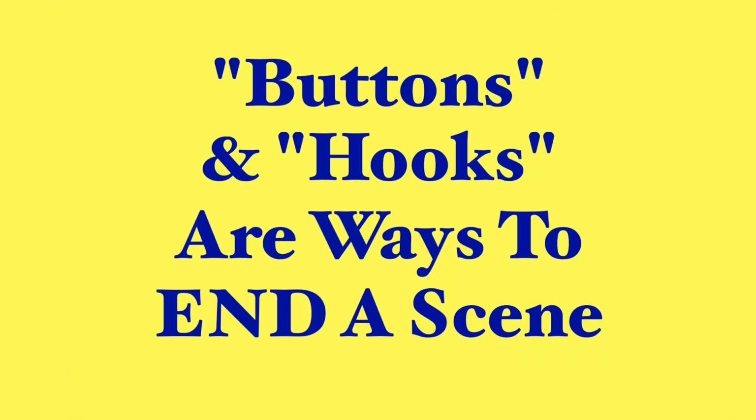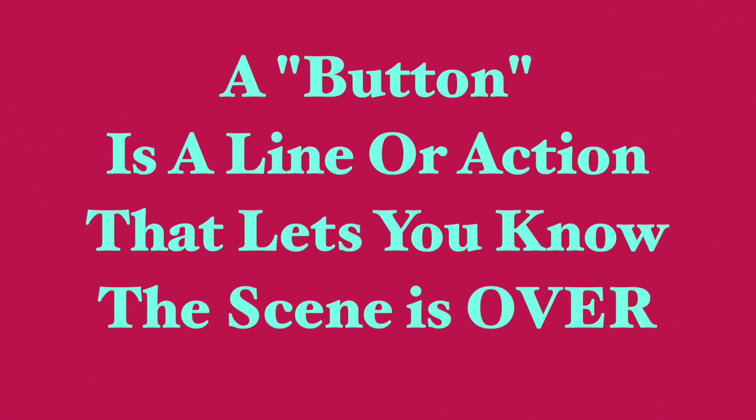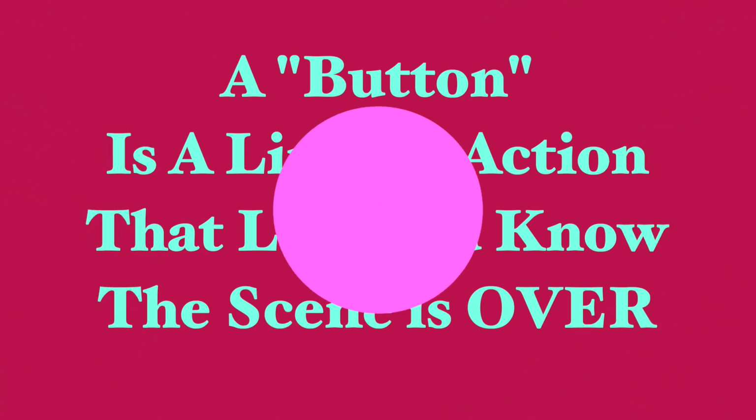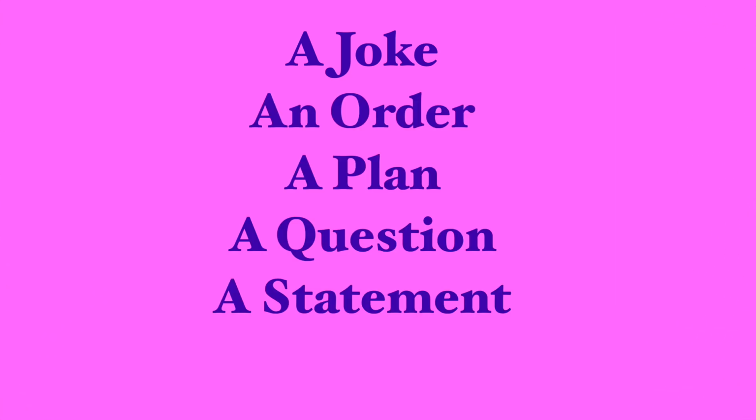Okay, now let's talk about buttons and hooks, which are two variations on one essential... See, I didn't give that scene an ending, which was really annoying, right? Buttons and hooks are ways to end a scene. A button is a line or action that lets you know a scene is over. It could be a joke, an order, a plan, a question, a statement, a reaction, anything that tells us this encounter, this moment is done.